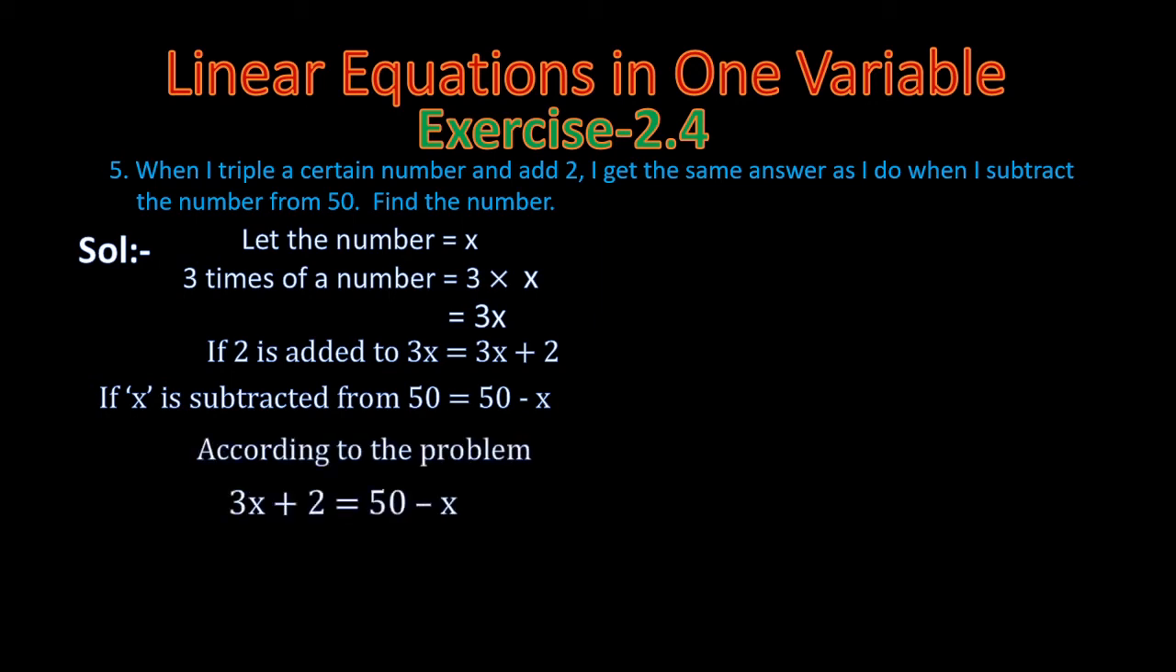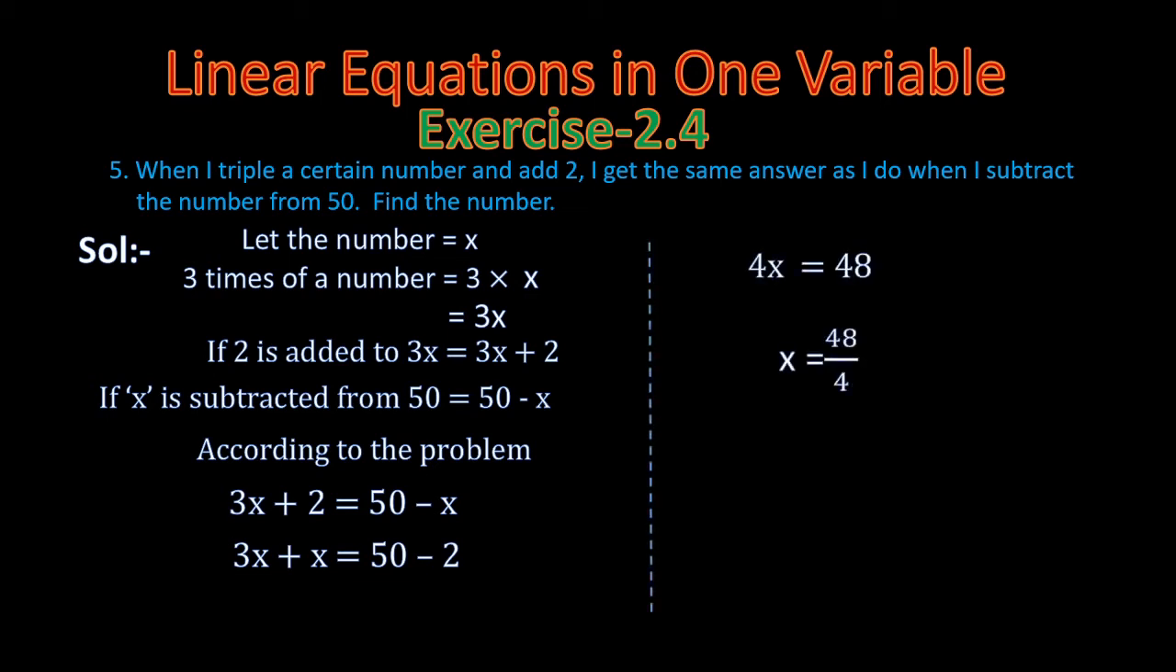According to the problem, 3x plus 2 is equal to 50 minus x. 3x plus x is equal to 50 minus 2. 4x is equal to 48. x is equal to 48 by 4. 4 twos are 8, that means 4 twelves are 48. Therefore, x is equal to 12. The required number is equal to 12.